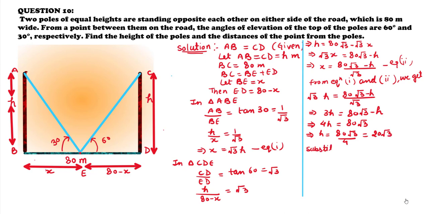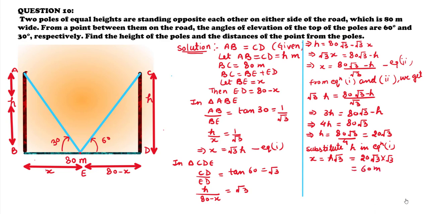So now we have the value of h. We will substitute this value of h in equation 1 to find the value of x. So x is equal to h root 3. That is equal to 20 root 3 into root 3. That is equal to 20 multiplied by 3, that is 60 meters. So value of x is 60 meter.